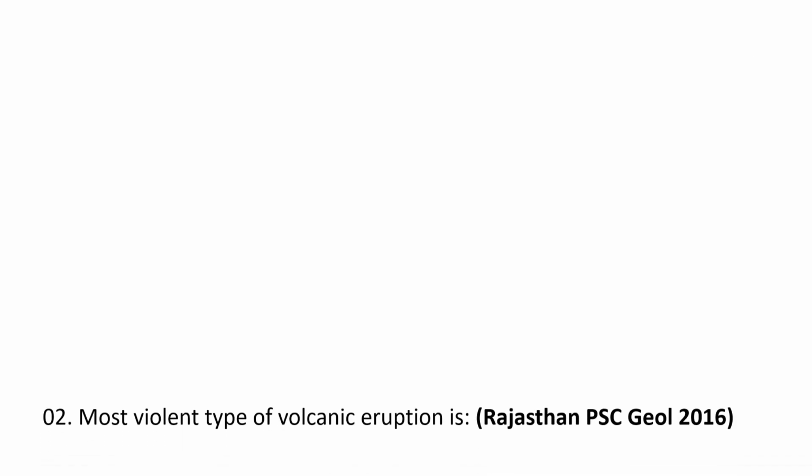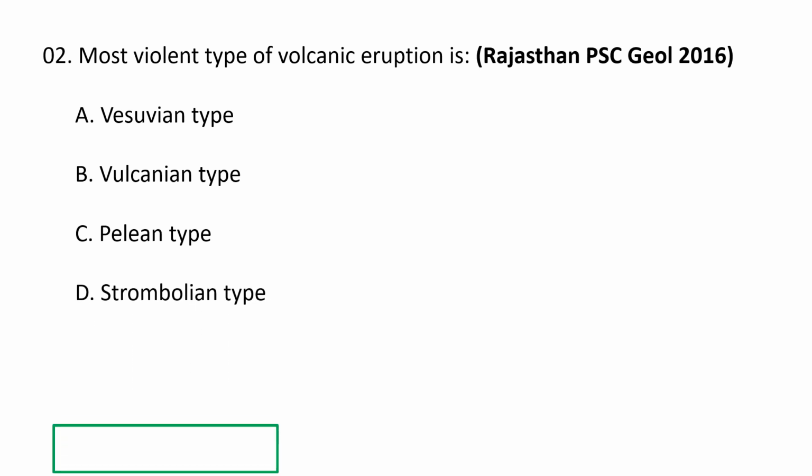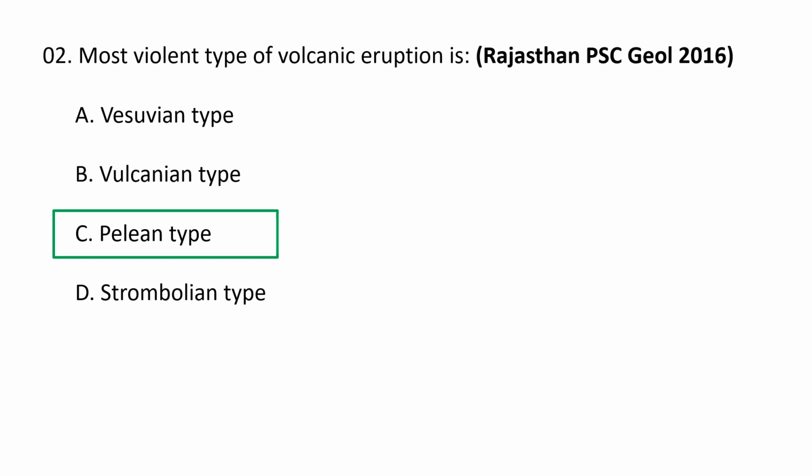Next question. Most violent type of volcanic eruption is A. Vesuvian, B. Vulcanian, C. Pelean and D. Strombolian. Most violent type of volcanic eruption is Pelean. Pelean eruptions are the most dangerous and explosive of the eruption types, and they are named for the catastrophic eruption on the island of Martinique in the Caribbean Sea in 1902. C is the correct option.